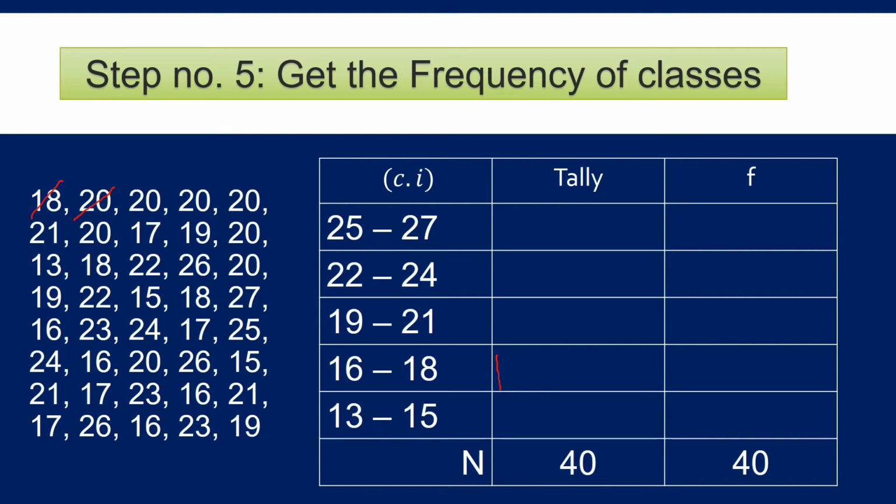The next one is number 20. It can be found in the third class interval, between 19 and 21. Just repeat the process.